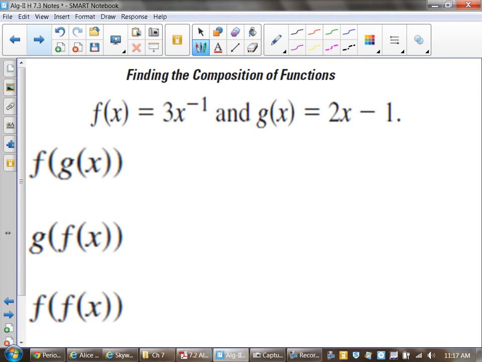So, f of x is 3x to the negative 1. G of x is 2x minus 1. And I want to figure out what f of g of x is.